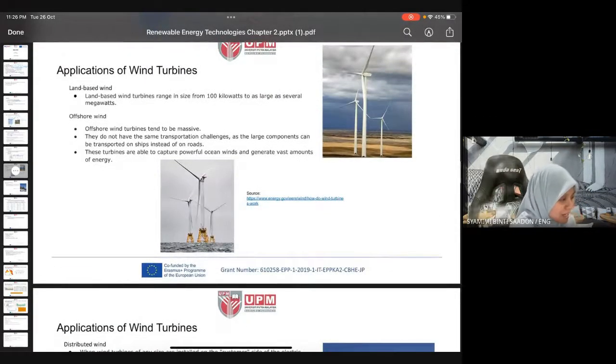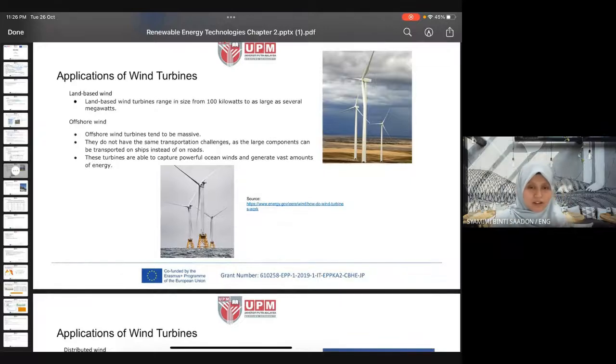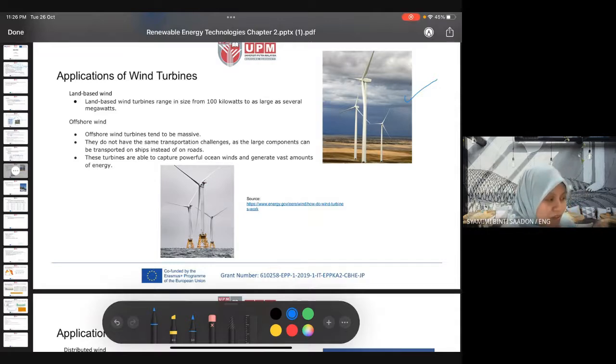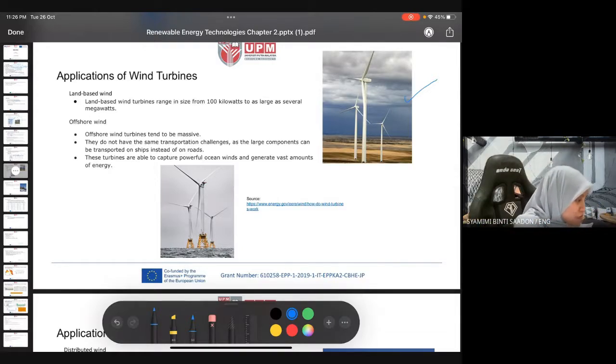Applications of wind turbine. There are three applications of wind turbine. The first one is land-based. We can install the wind turbine on land. This is the usual one that we see, I think. It ranges from 100 kilowatts to as large as several megawatts. And then we also have offshore wind turbines.